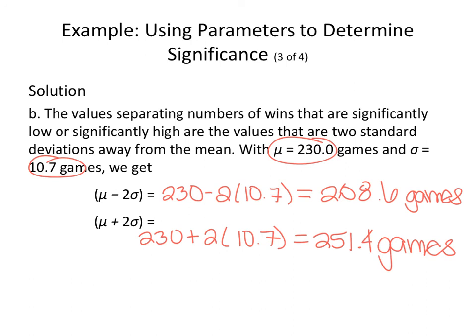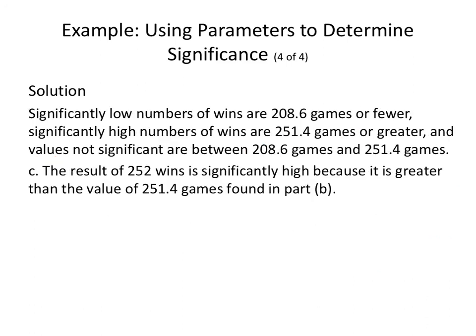This is looking at that significance, right? What we're saying is that between 208.6 games and 251.4 games, that's not significant. A significantly low number of wins would be 208.6 games or less. A significantly high number of wins would be 251.4 games or more.